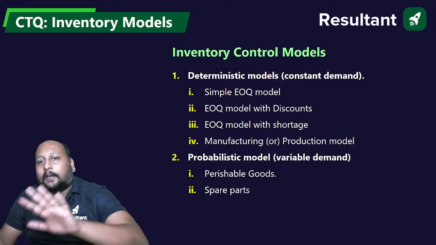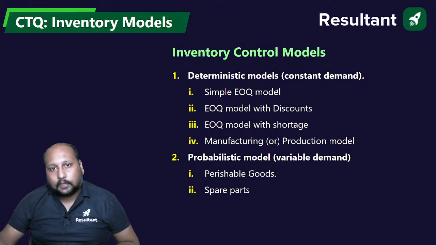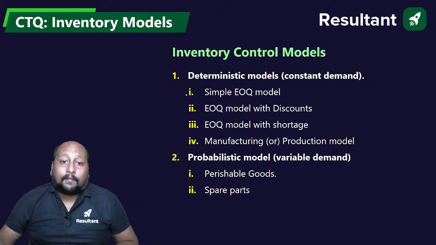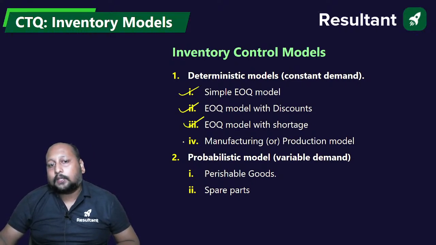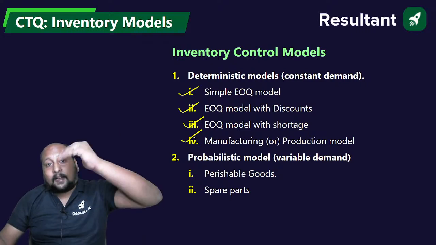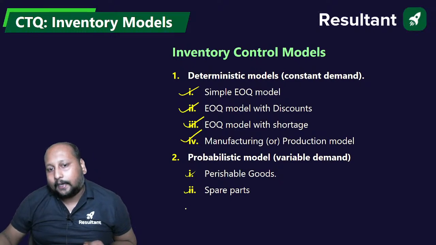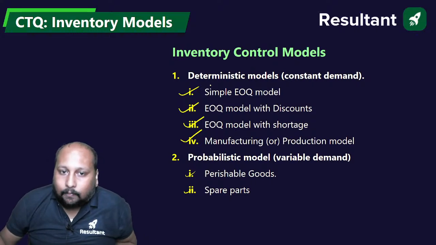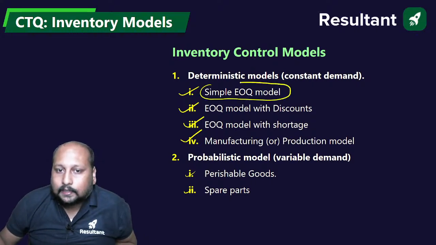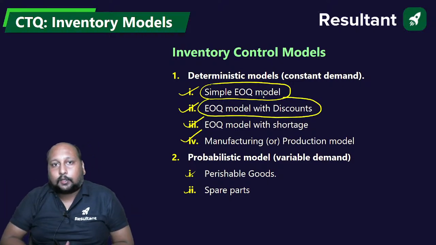Now, if I talk about deterministic or probabilistic models, there are basically 4 deterministic models in your syllabi. We have the simple EOQ model, the EOQ model with discount, the EOQ model with shortage, and the manufacturing or production model. If I talk about probabilistic models, where the demand is a variable term, we have perishable or spare items, spare parts. Definitely we'll be seeing them in the later stages. In today's session, we will be concentrating on these 2 models, simple EOQ and the EOQ model with discount. I'll be taking one example each, so that you will be able to understand this in detail.